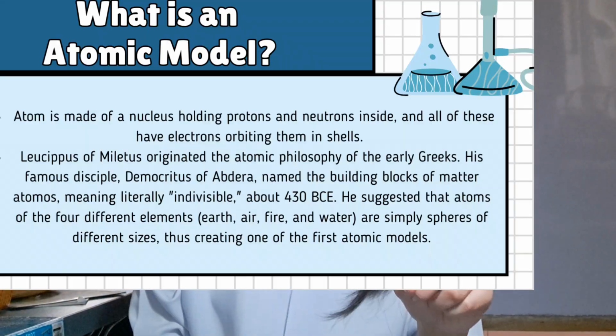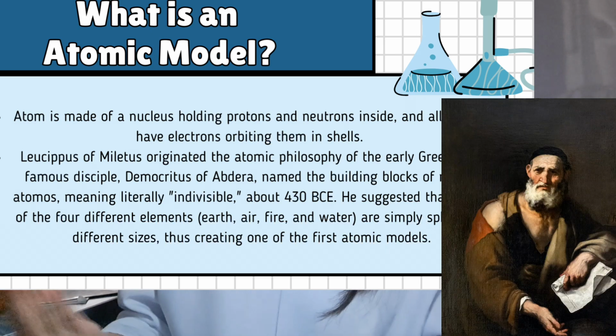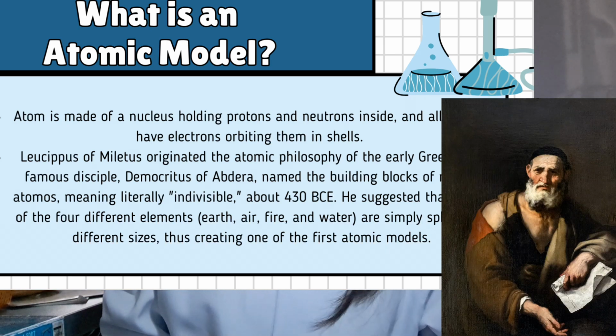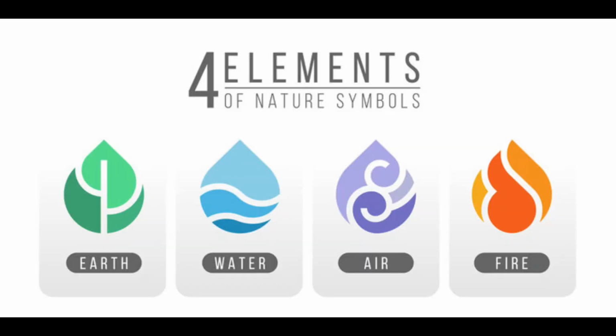There are some researchers who believe Leucippus of Miletus originated the atomic philosophy of the early Greeks. Democritus of Abdera, a famous disciple, named the building blocks of matter atomos, meaning indivisible. He proposed that atoms of the four elements, earth, air, fire, and water, are spheres of different sizes, forming one of the earliest atomic models.